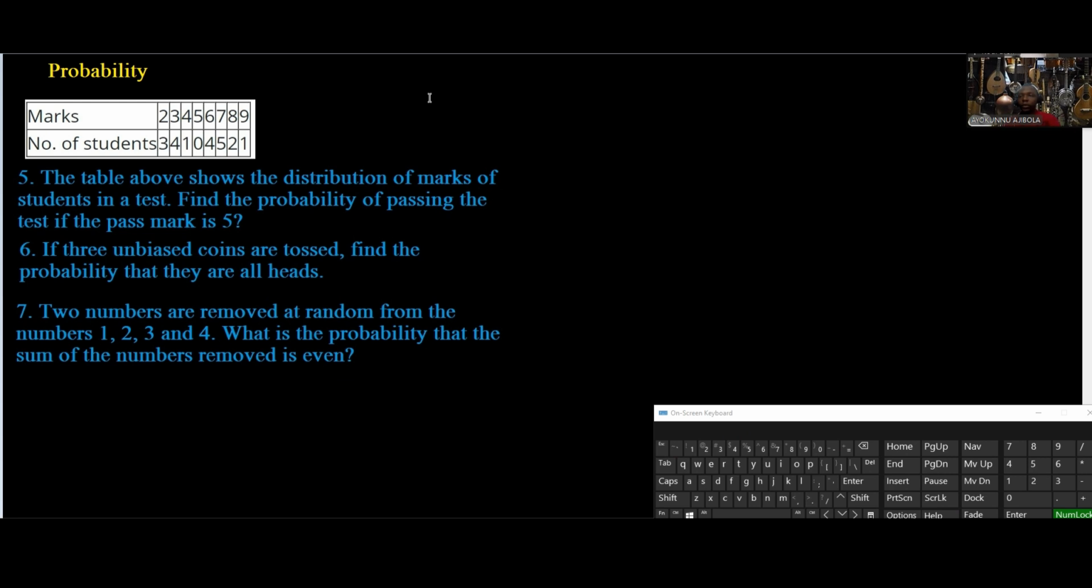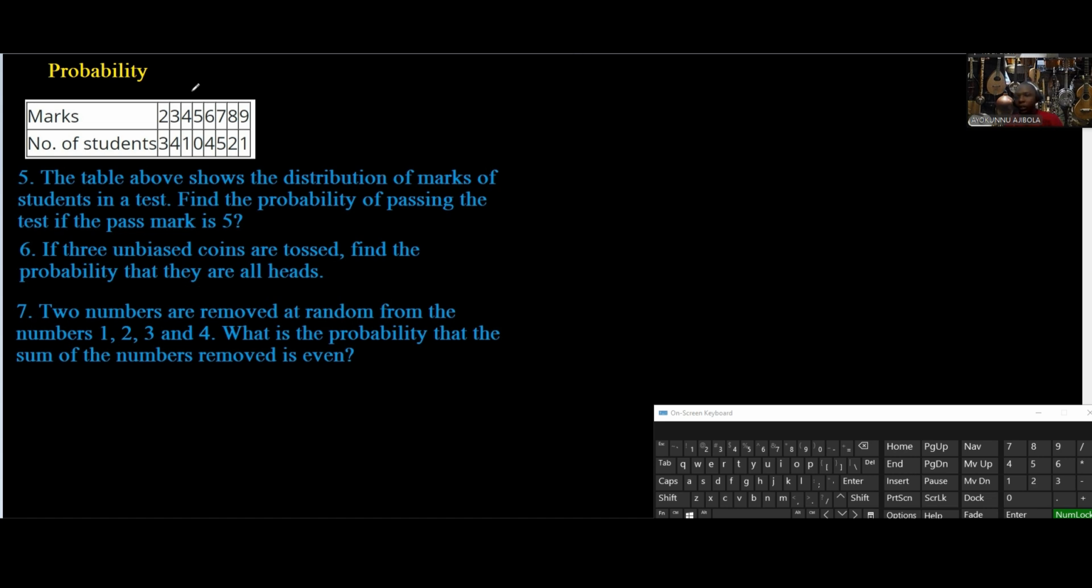Yes, sir. So, from this table, we have some information: there are marks and a number of students who got the marks. Number 5 says the table above shows the distribution of marks of students in a test. Find the probability of passing the test if the pass mark is 5.